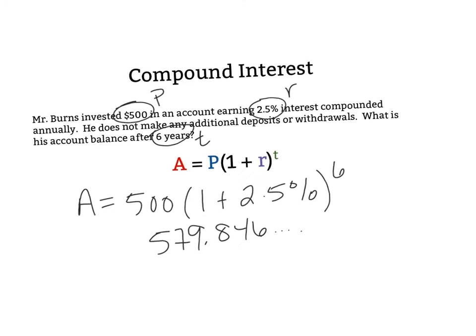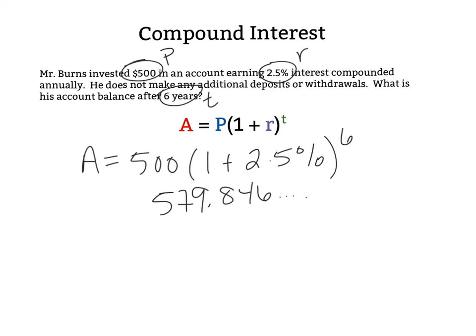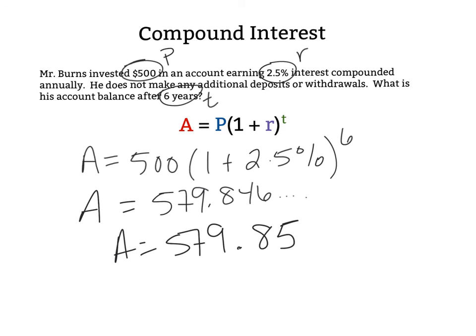So this is something that I've noticed across the board with really everybody: rounding. So I'm going to round that here. In America, we use the hundredths place for money. 6 is bigger than 5, so that's going to be 0.85. So $579.85. That is the account balance.